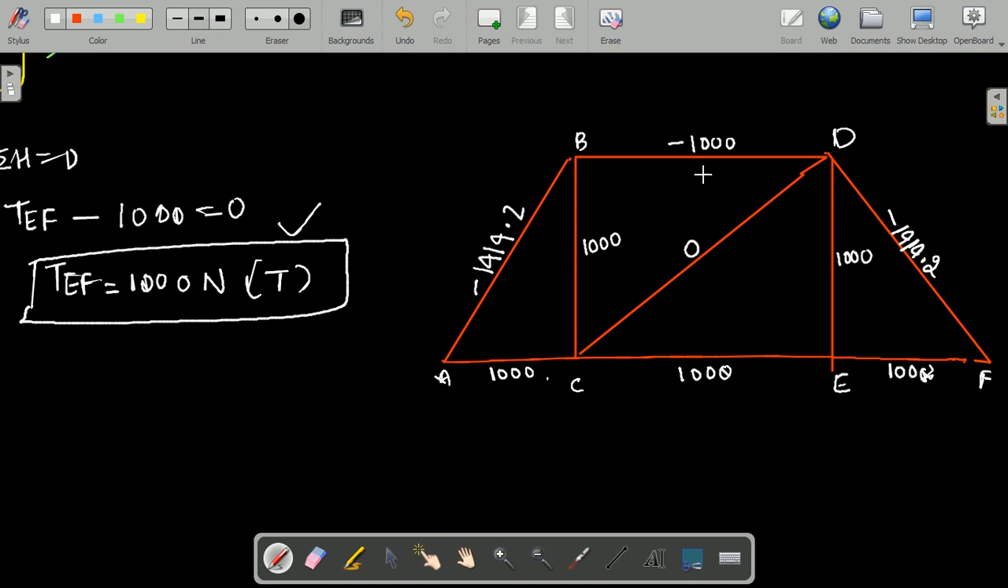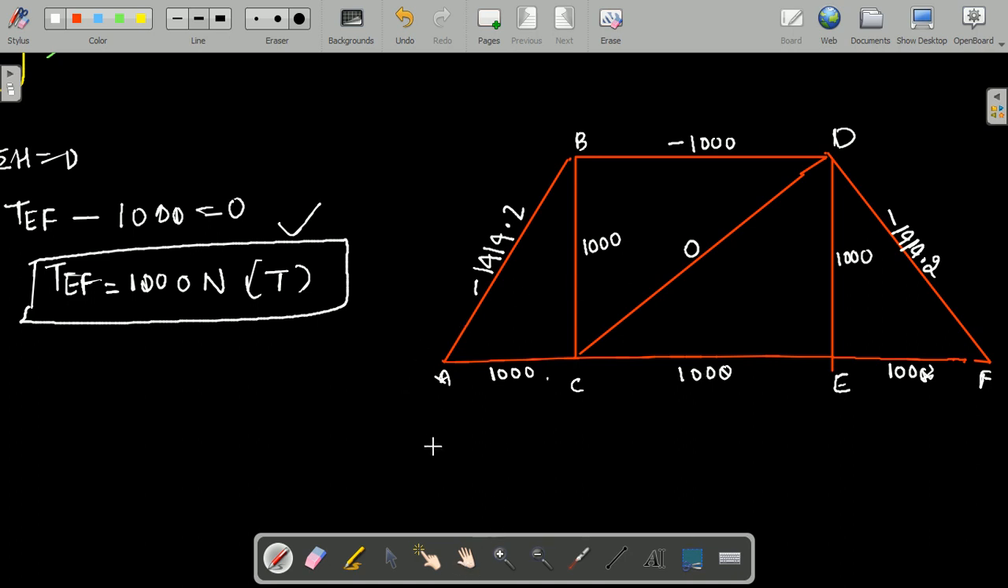Minus indicates the member is in compression and plus indicates the member is in tension. So, this is the figure of a truss showing the different axial forces acting on the members. Yes, is it clear?